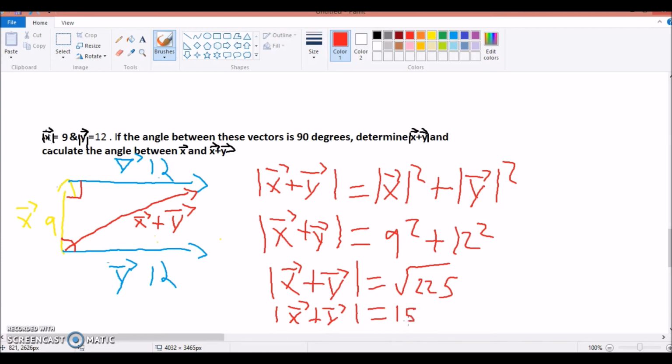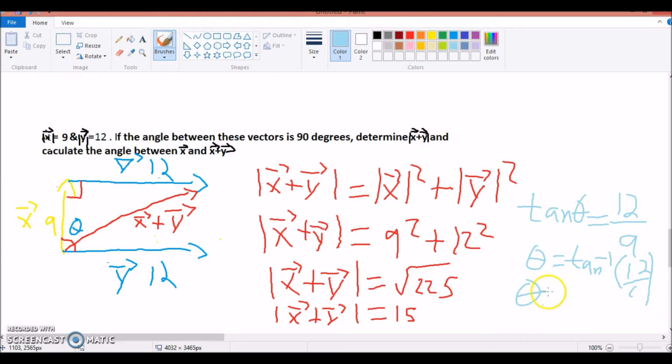But we are not quite done yet. It's also asking us to find the angle, and theta would be located right here. Now to find the angle, we can just use SOHCAHTOA, and we're going to use TOA since we have opposite over adjacent. So that means tan theta equals 12 over 9, and theta equals tan inverse of 12 over 9, which theta would ultimately equal 53.1 degrees.